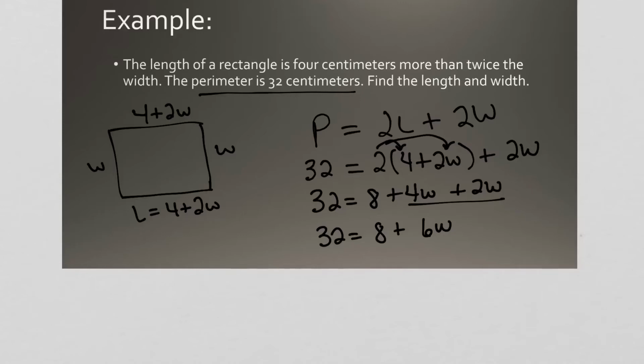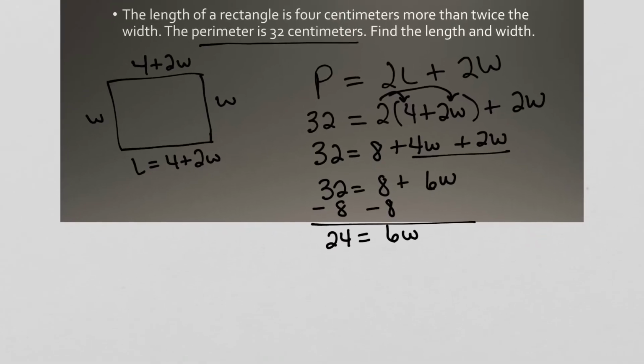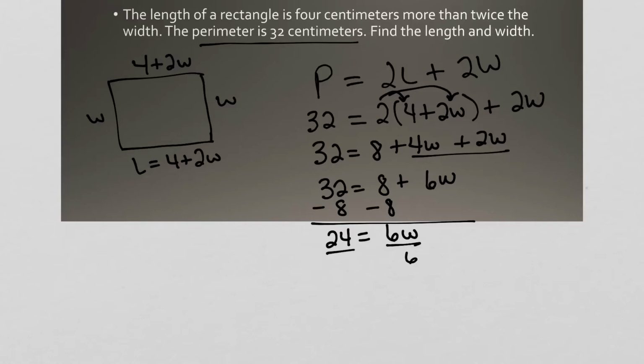Now we're going to get the W by itself, so I'm going to subtract 8 from both sides. I get 24. There we go. 24 is equal to 6W. Divide by 6. W is equal to 4. So what is W? W is our width. So our width is 4 centimeters, since that's the unit of measure that we're using. And remember, since width is just one dimension, we are looking at plain old centimeters, not centimeters squared or square centimeters.